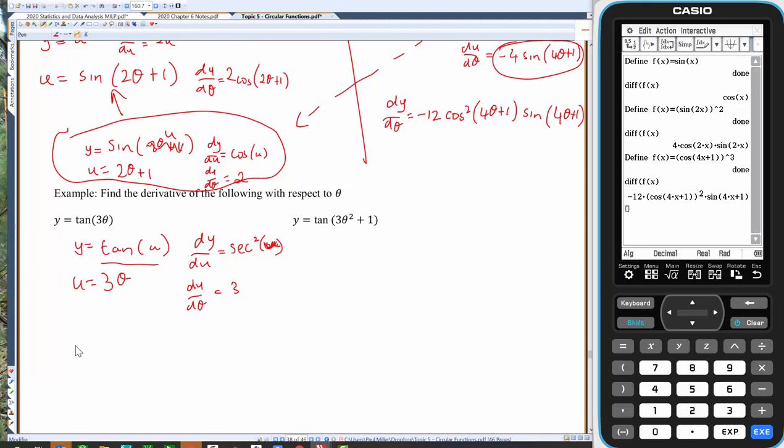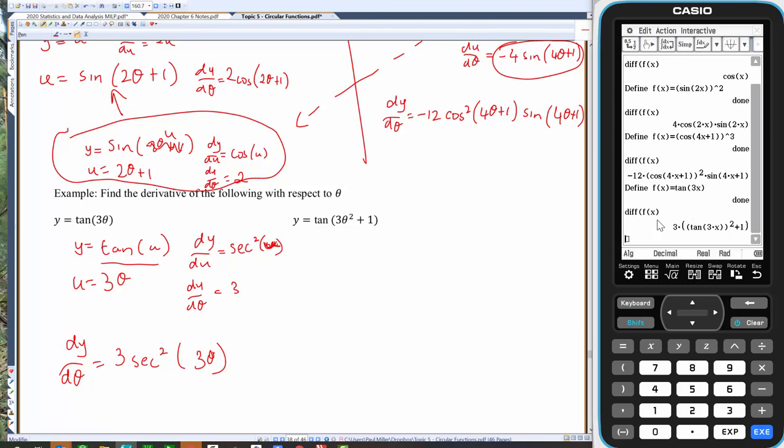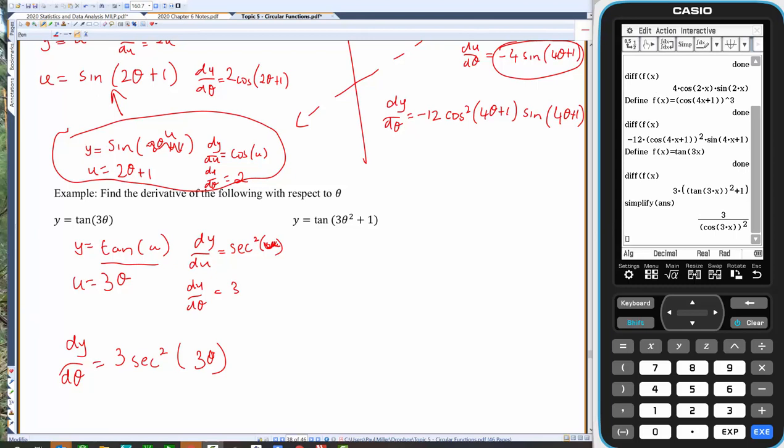Going to multiply these two together. So dy d theta is equal to 3, with the u substitution, secant of 3 theta all squared. All right, again, let's just try that one on the calculator. So define f of x equals tan of 3x, and let's diff it.